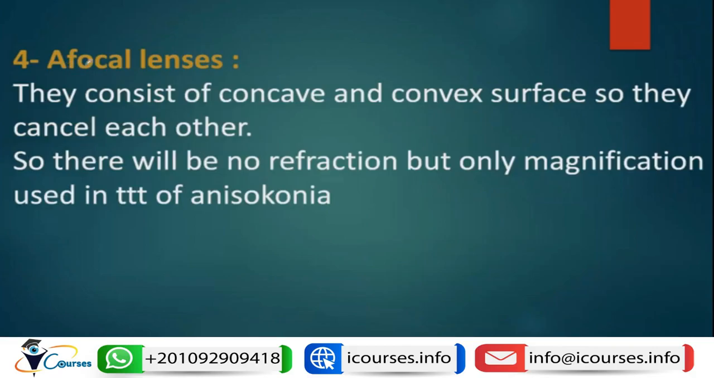Also, the afocal system that we mentioned more than once can be also considered like an application of the Galilean telescope, meaning that by an afocal lens, we mean that we have a lens that has no refraction but only magnification. And we said that historically it is used for the treatment of aniseikonia. So how can the afocal lens be an application of the inverted or the Galilean telescope?